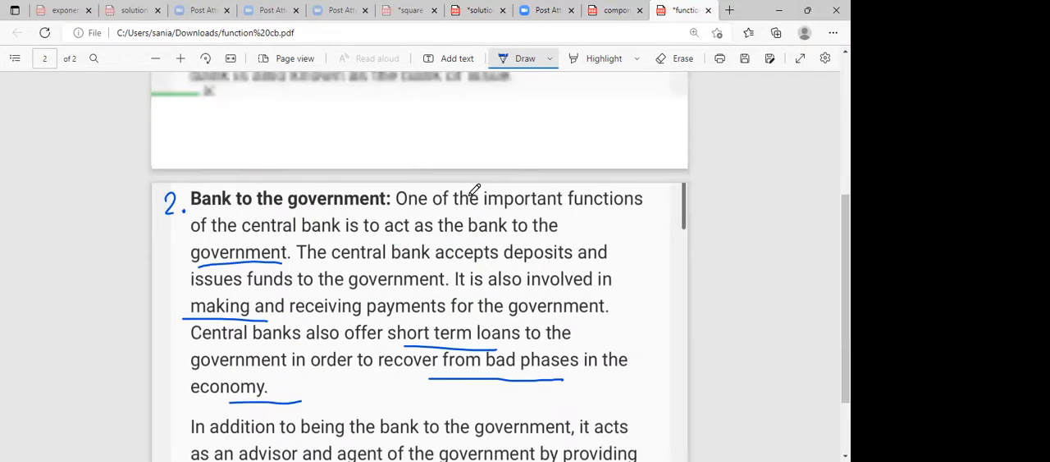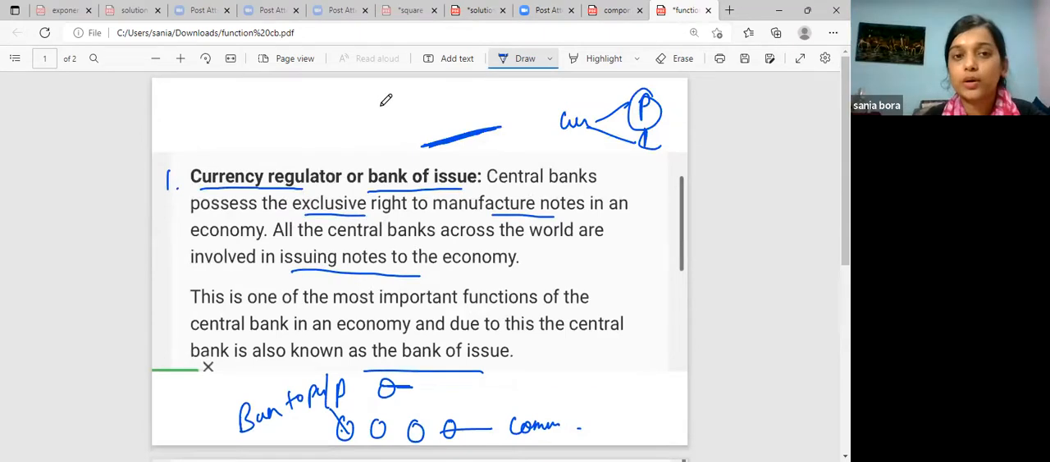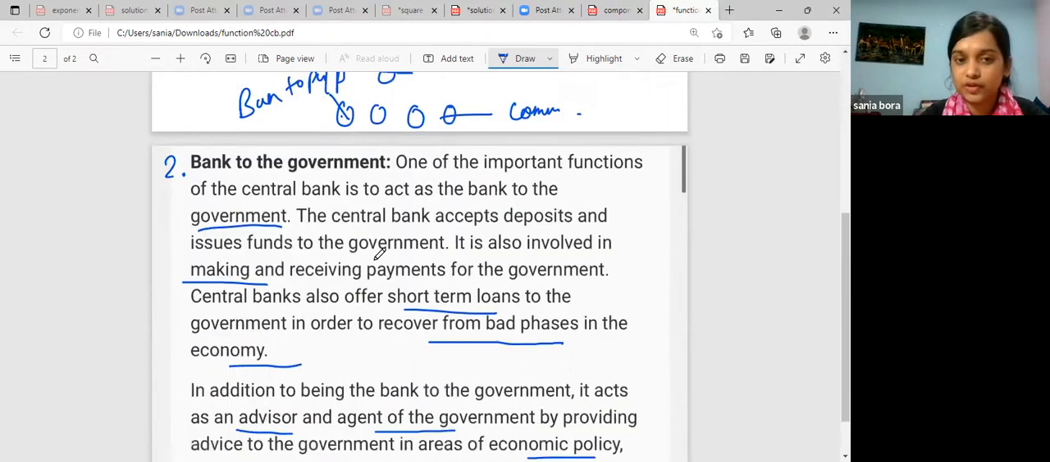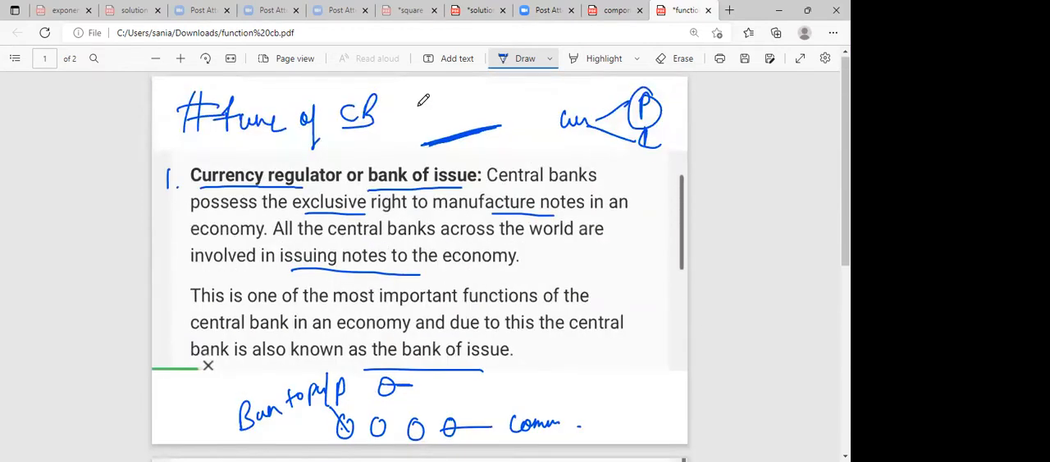So these two, right? We have some more things we'll be doing. Okay, so just give a heading: Functions of central bank. Functions of CB. The heading will be hashtag functions of central bank. First function, just write it down. Then I'll scroll it down. Then the second function.